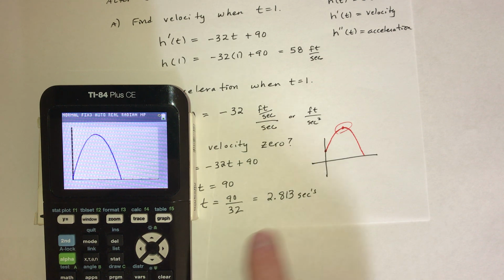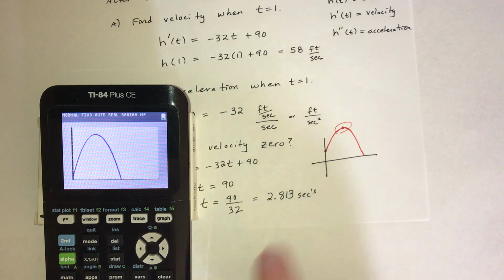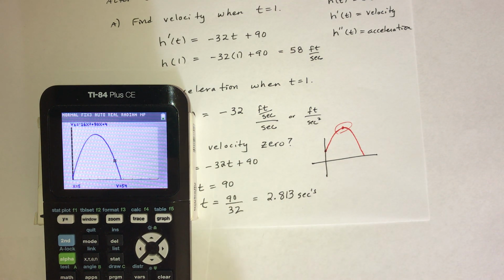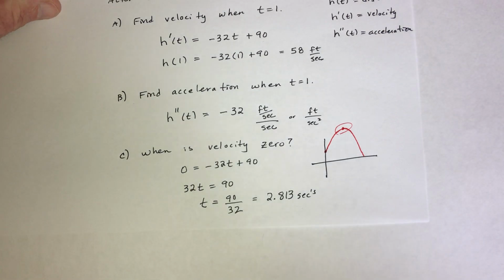Okay, now I can see it. And then I wanted to test this answer, 2.8, that's when it's supposed to be right at the top. So trace and put 2.813, and that should be the top of the path. Yes, that's correct. All right, so that's number 1.